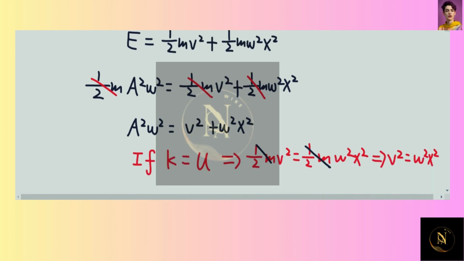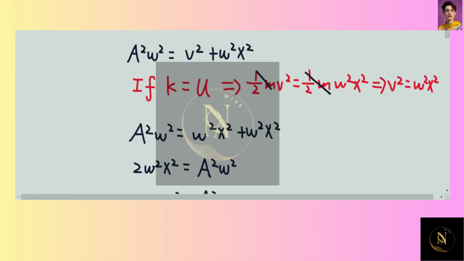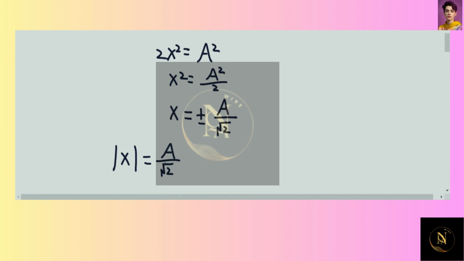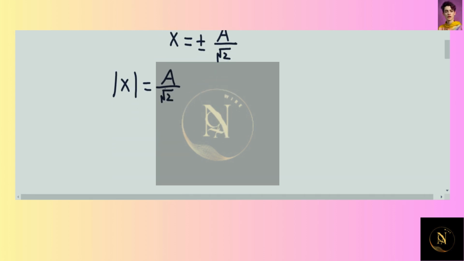In the question, it was assuming that the kinetic energy is equal to the elastic potential energy. So if K is equal to U, we have 1/2 mv squared is equal to 1/2 m omega squared x squared. As you can tell, 1/2 m can be cancelled out. Therefore, v squared is equal to omega squared x squared, so we can substitute omega squared x squared for v squared. So we have a squared omega squared is equal to omega squared x squared plus omega squared x squared. Eventually we have x equal to plus or minus a over square root 2. So the magnitude of the displacement is a over square root 2.